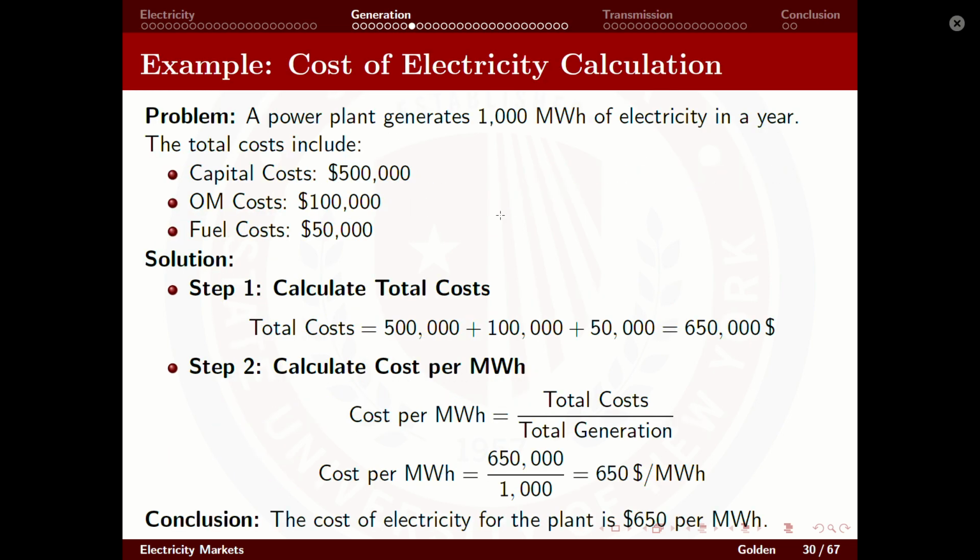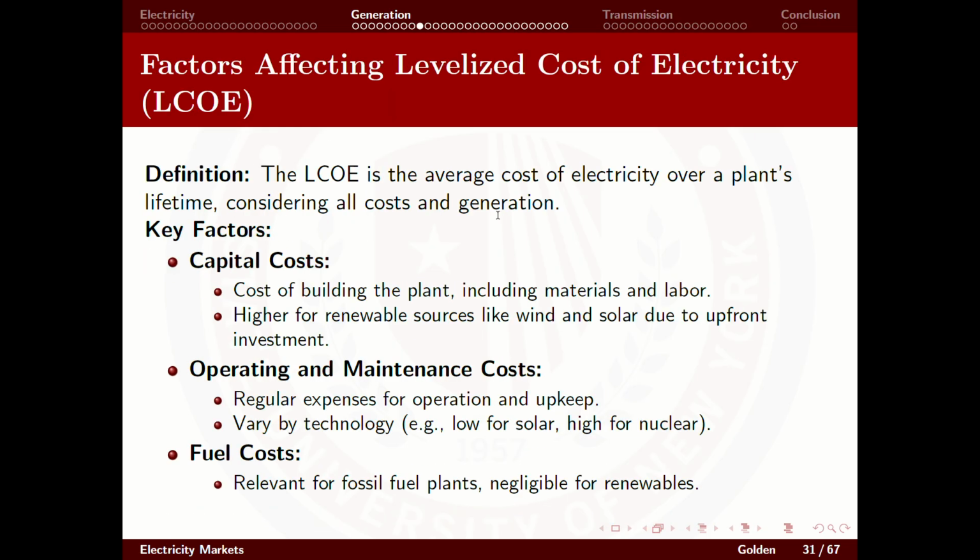So this was the cost for a particular year, and it's not levelized by taking into account all costs and generation over a lifetime. So key factors here, again, capital costs, how expensive it is to build the plant, materials and labor. This is higher for renewable sources. Renewable sources have a high fixed cost, low variable cost, high upfront investment. Then operation and maintenance costs, the regular expenses for operation and upkeep, and this varies by technology.